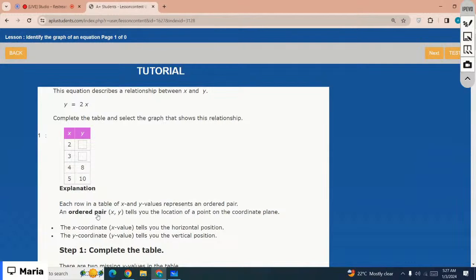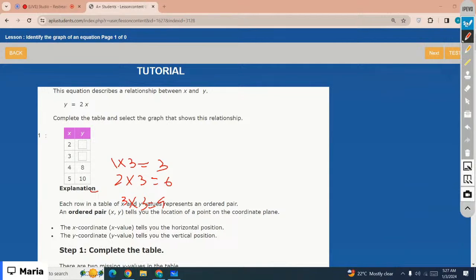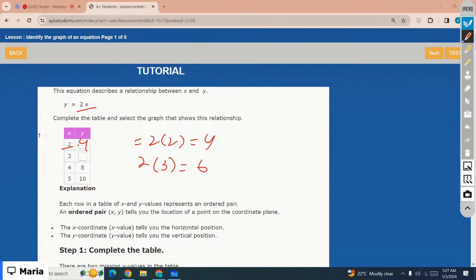This equation describes the relationship between x and y. The equation is y equals 2x. Complete the table and select the graph that shows the relationship. Okay, you are given the equation. You just have to complete the table. Put the values of x in the equation and calculate the value of y, right? So just replace the x with 2. 2 times 2 equals 4. Here you have 4. Then 2 times 3 equals 6. So here you have 6, right?